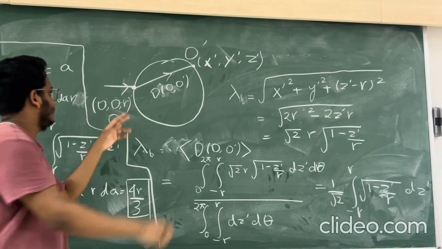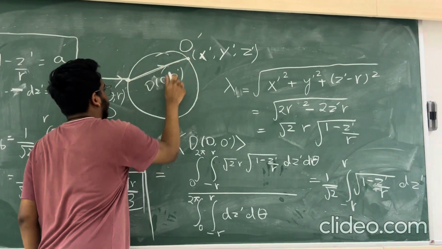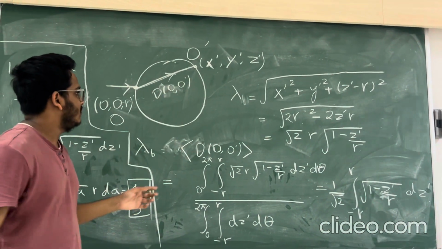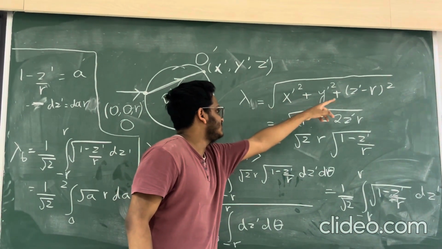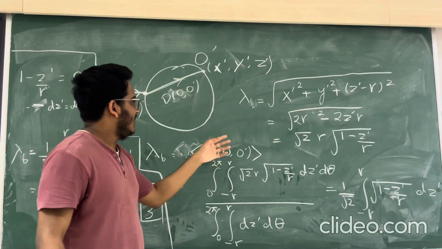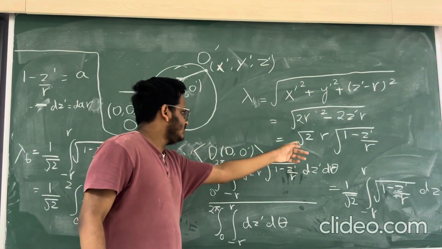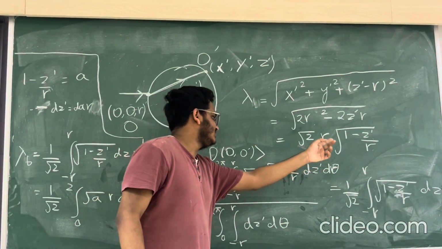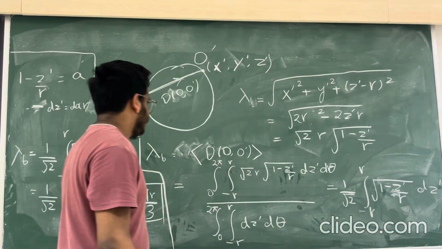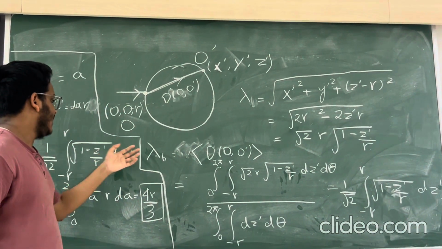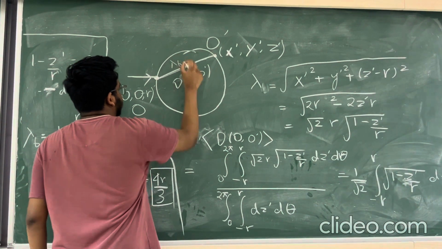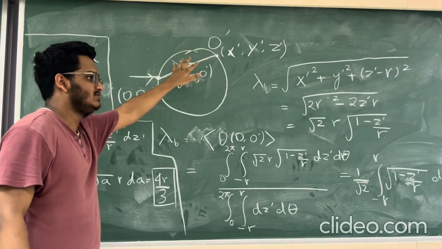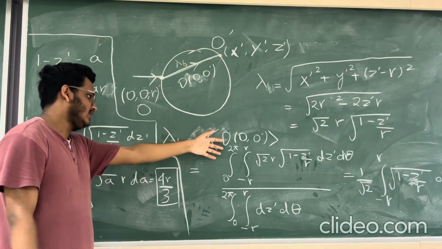So we define this distance as d O prime, which is equal to root of x prime square plus y prime square plus (z prime minus r) whole square. And simplifying this, we get root 2r under root 1 minus z prime by r. Now, to calculate lambda boundary, which is the distance between two successive collisions, we need to take the average of this value.